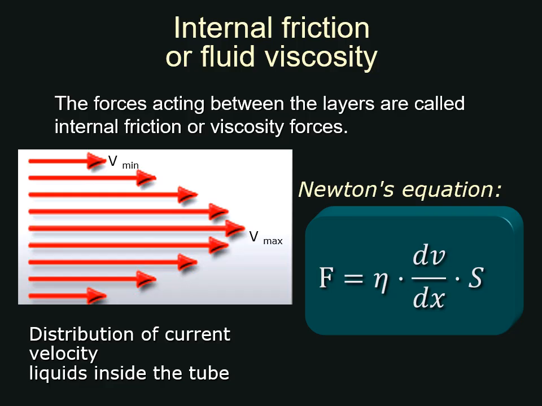And finally, S is the contact area. That is, in this case, S is not the cross-sectional area of the pipe, but the contact area. In other words, the more molecules interact with each other while moving at different speeds, the greater the total friction force will be in the end.